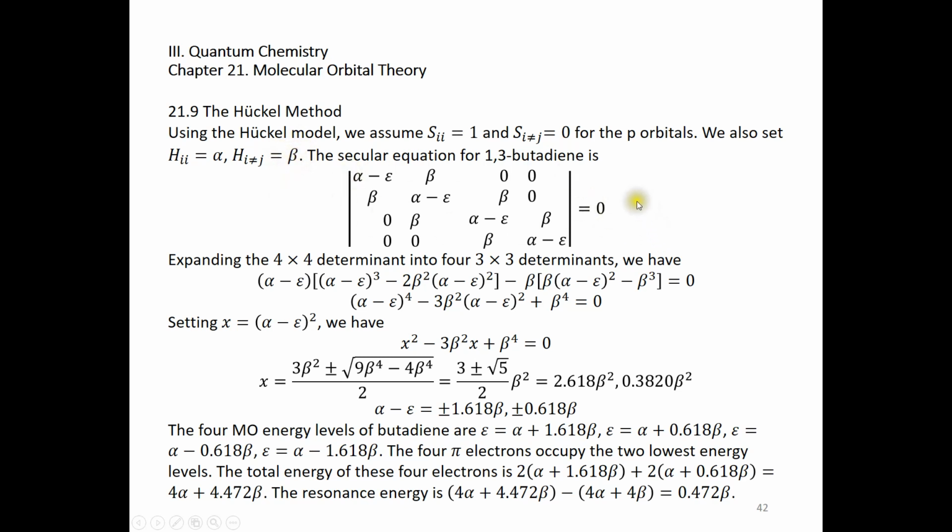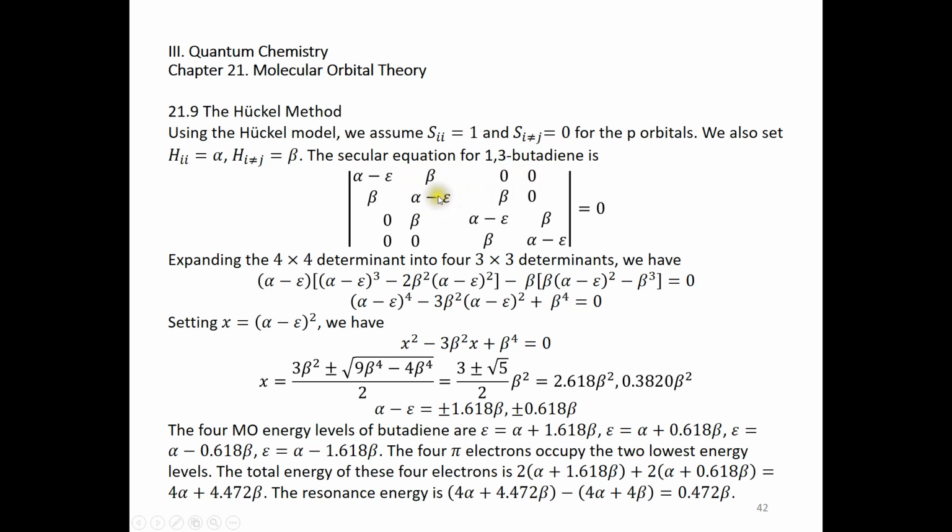We do have to solve this 4x4 determinant. I talked about how to set up this 4x4 determinant. In the diagonal term, you just have alpha minus epsilon for the diagonal term, and then you need to examine the situation for every single carbon. So carbon 1 is bonded only to carbon 2, so you just put beta here, and then 0 here, 0 here.